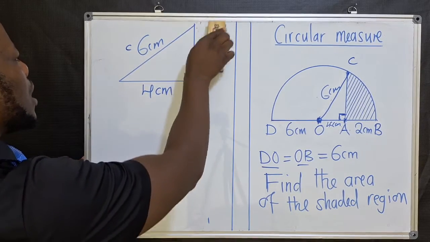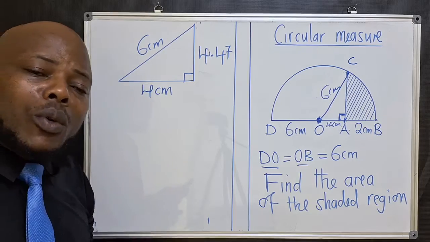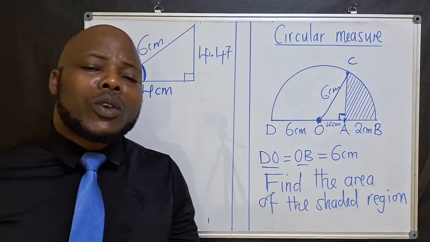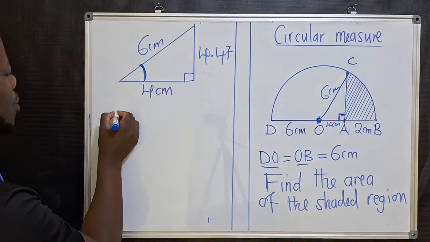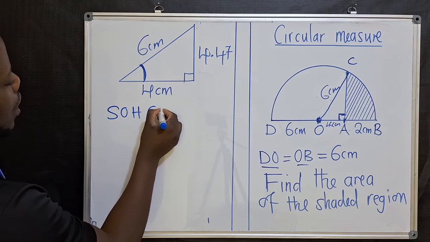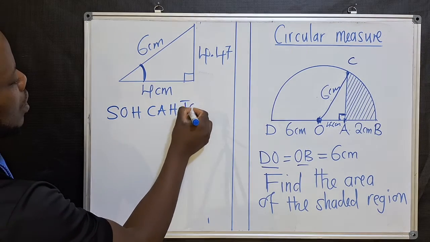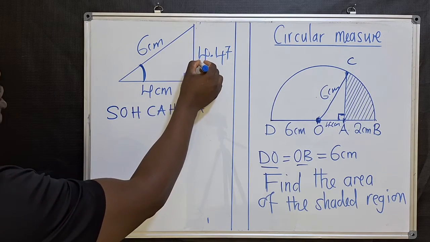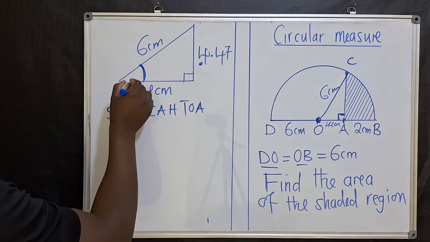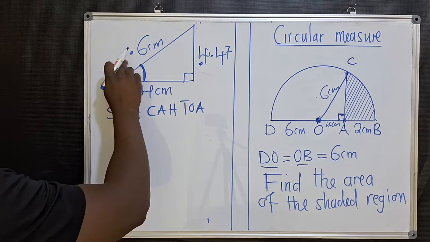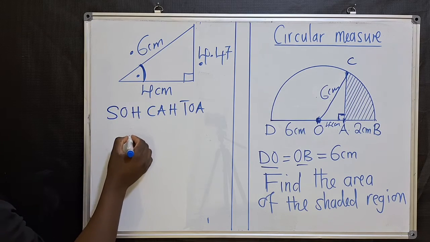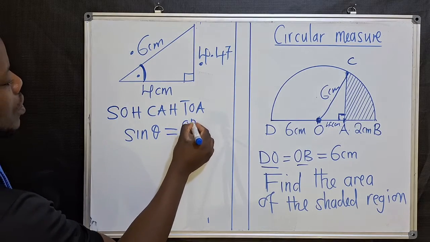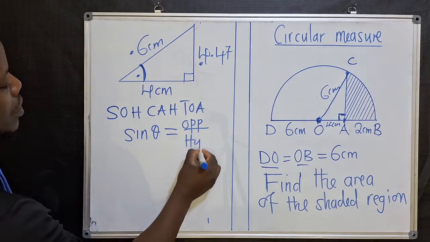To find the angle, we now need to find the angle. Which angle are we looking for? We're looking for this angle. To find this angle, we're going to use SOHCAHTOA. Let me just write the SOHCAHTOA here. We need to find this angle using SOHCAHTOA, so I can use this side, the angle here and the hypotenuse. I will use these three. So it will be sine theta is equal to opposite over hypotenuse.